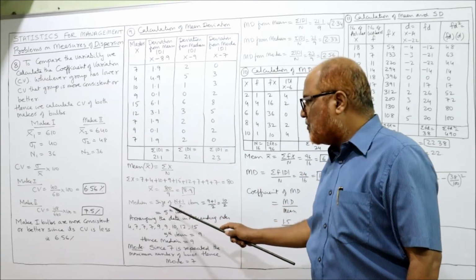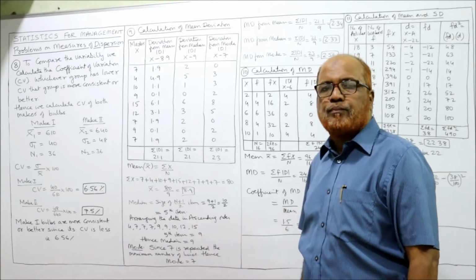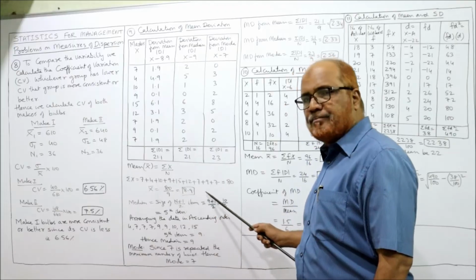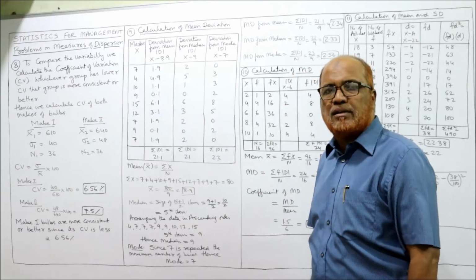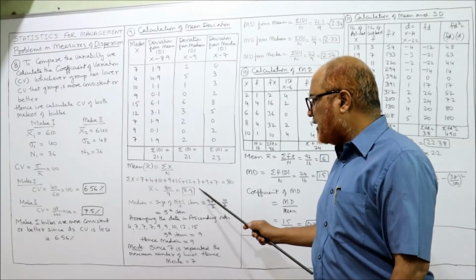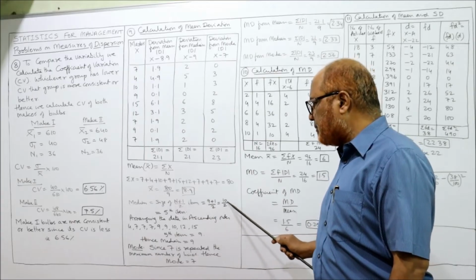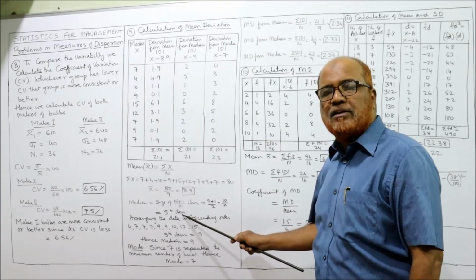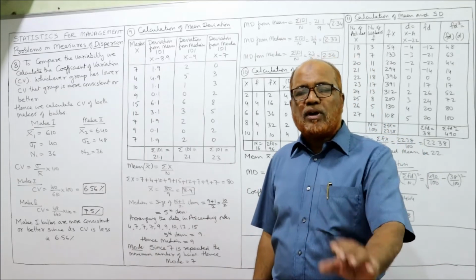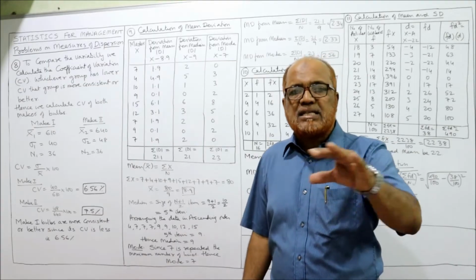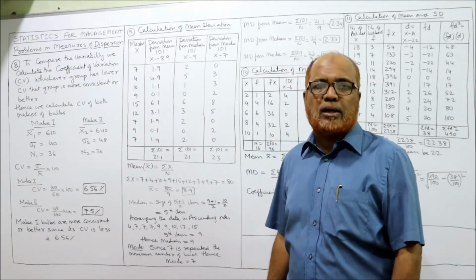Median is equal to the size of (n plus 1) by 2. N means the number of students. 9 students are there, so n is equal to 9. So 9 plus 1 is 10, and 10 divided by 2 is 5, the fifth item. Before calculating the median, first arrange the data in ascending order.